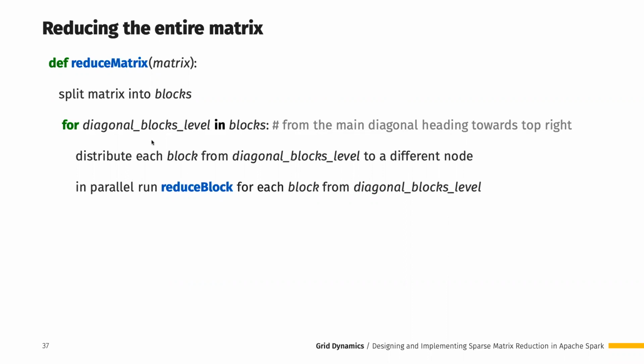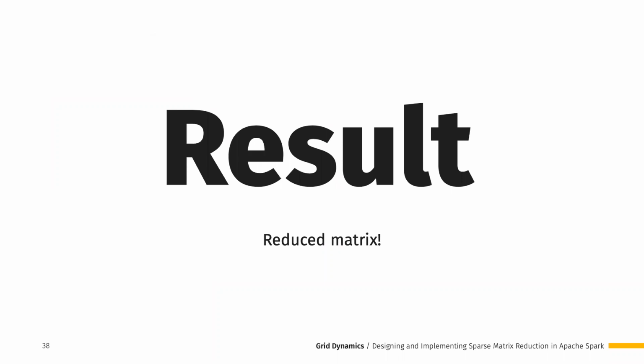So in each iteration, we first distribute each block from the diagonal blocks level to a different node. And in parallel, we run reduce block for each block in this diagonal blocks level. Then we wait for those reductions to complete, and we go to the next diagonal blocks level, and so on and so on. And at the end, we get the reduced matrix.